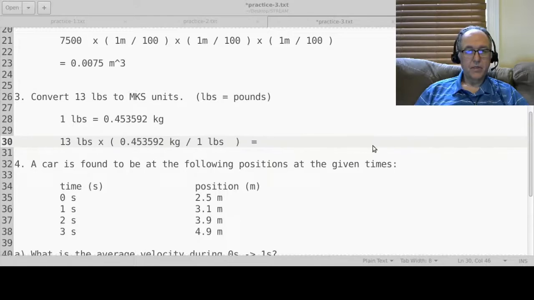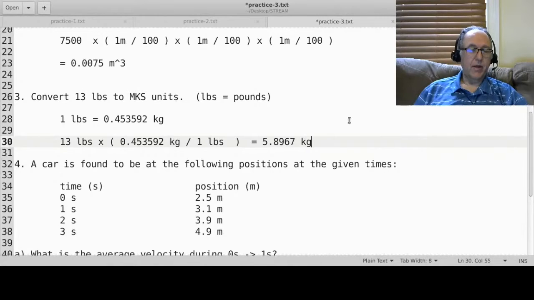0.453592 times 13. Oops, sorry guys. There we go. There's our answer. And that would be in kilograms.